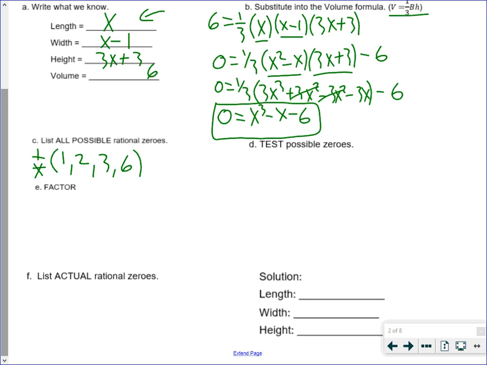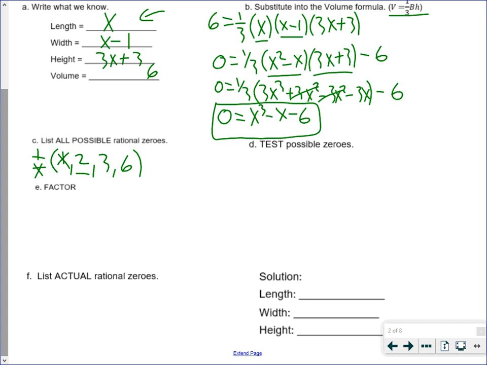Next, we can cross out our 1 because our width is x minus 1. If you plugged in x equals 1 into the width, you get a width of 0, and that also doesn't make sense. You can't have a width of 0 and call yourself a 3D object. It doesn't work. So right away, we can cancel out all the negative terms, and we can cancel out the 1.